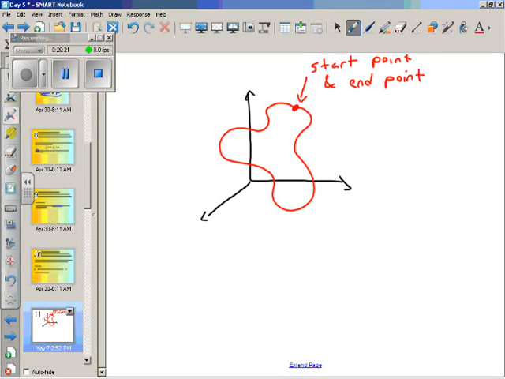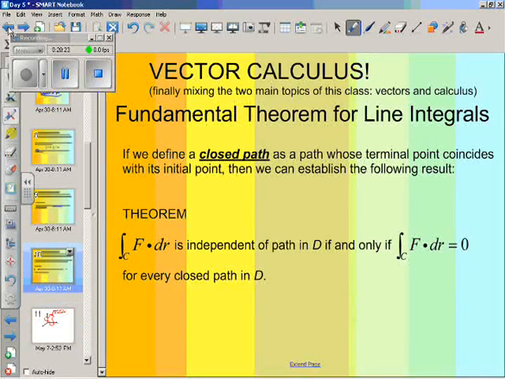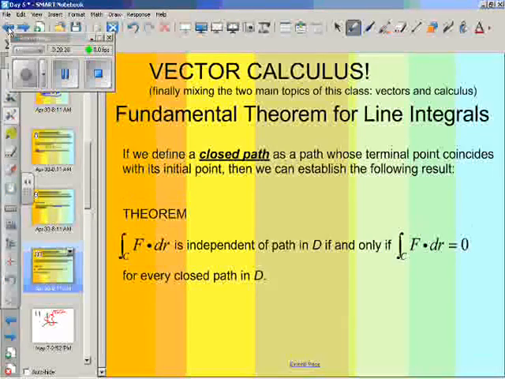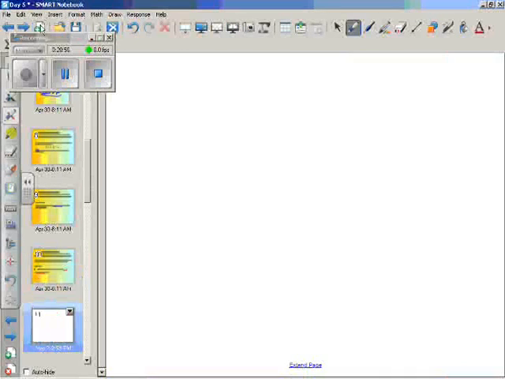And so what this says is that if we integrate over every single closed path, so we're integrating this vector field F over every single closed path C, and they always equal 0, then it's going to be independent of path. Okay? And let's look at why that is. It actually is pretty intuitive.